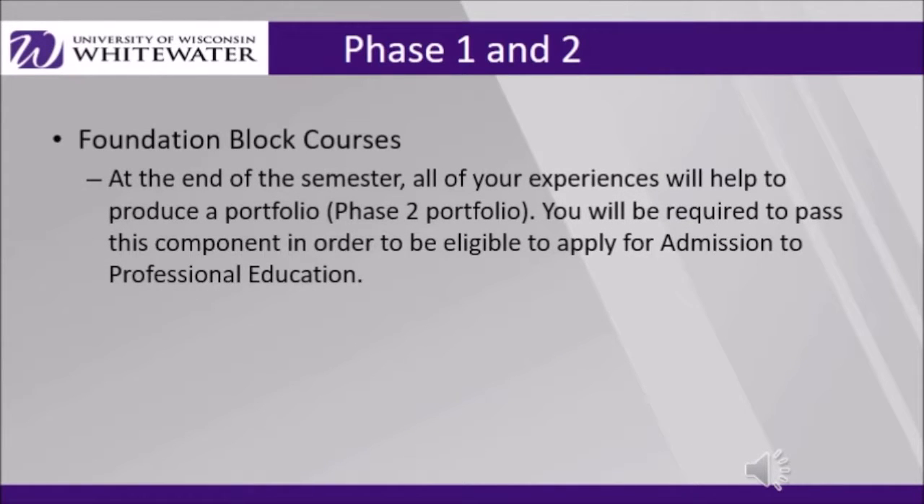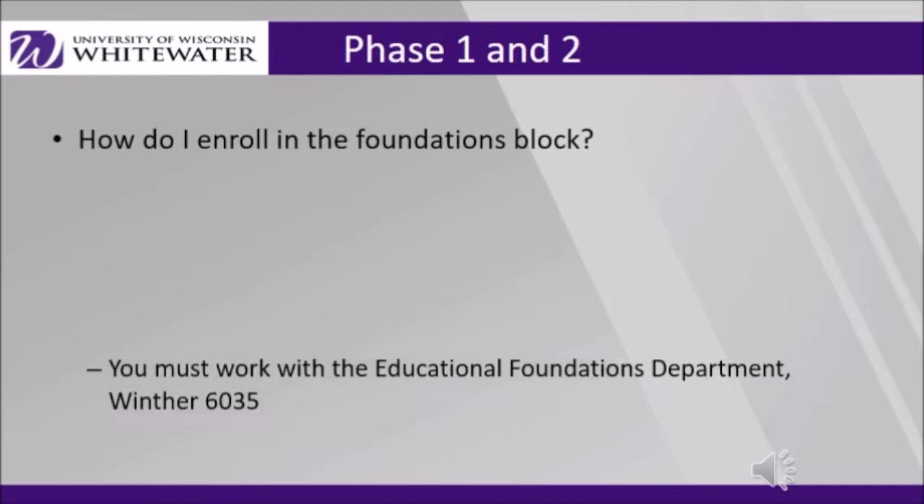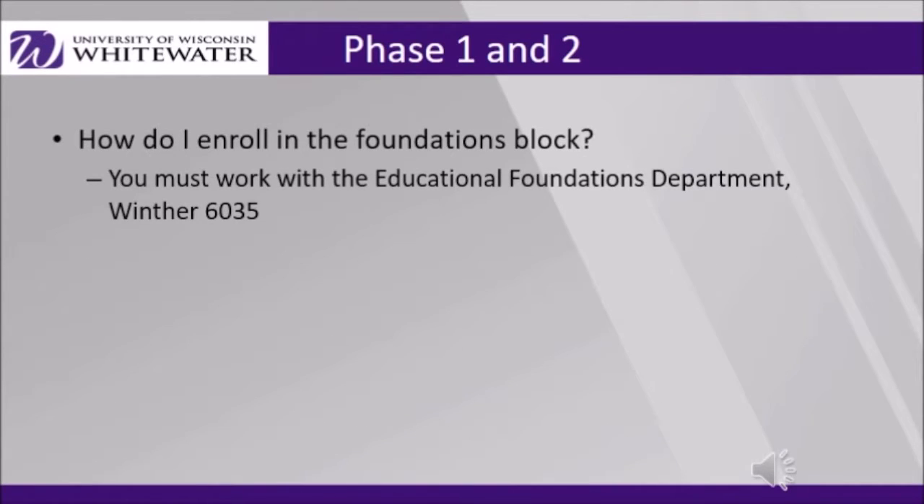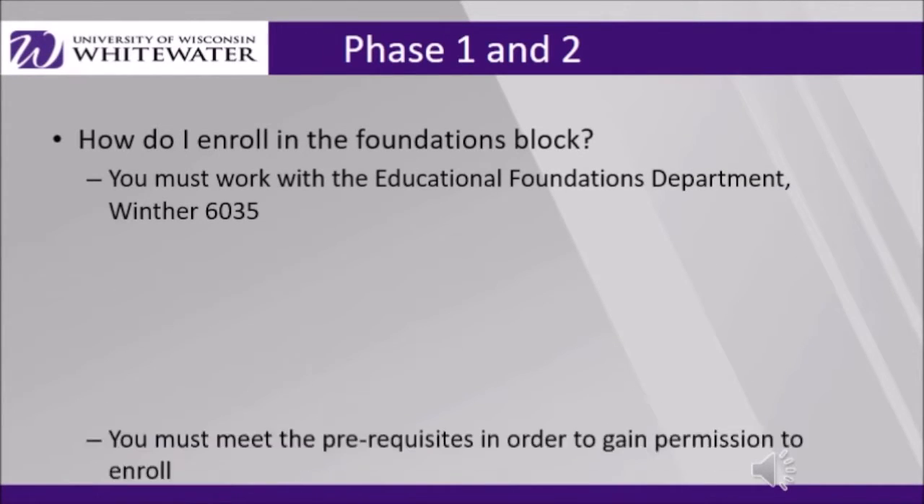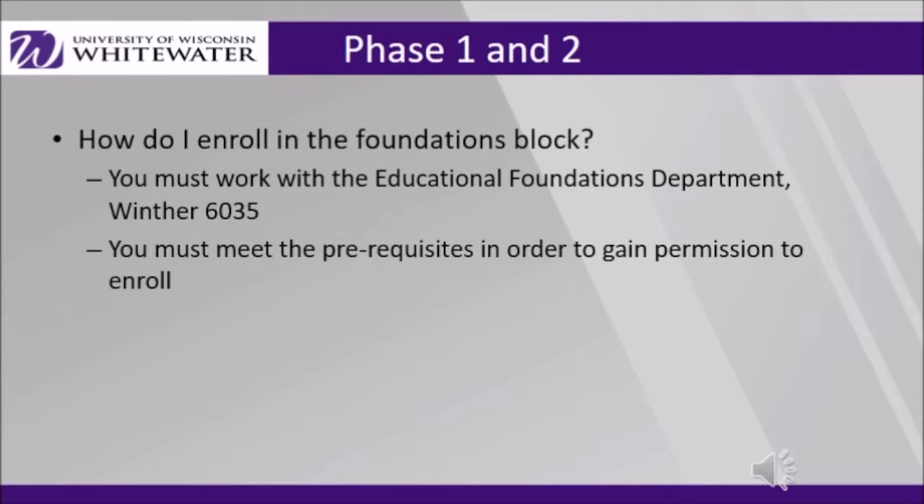At the end of this semester, all of your experiences will help to produce a portfolio, the Phase 2 portfolio. You will be required to pass this component in order to be eligible to apply for admission to professional education. Enrollment in the Foundations block requires working with the Educational Foundations Department, which is located in Winther 6035. You must meet the prerequisites covered at the beginning of this presentation in order to gain permission to enroll in the Foundations block courses.